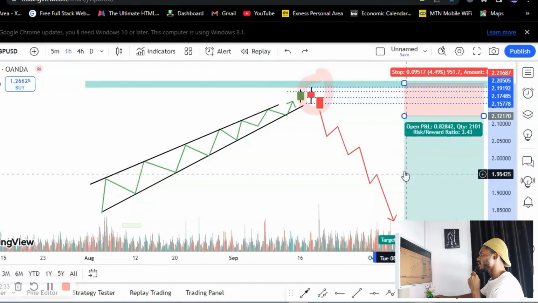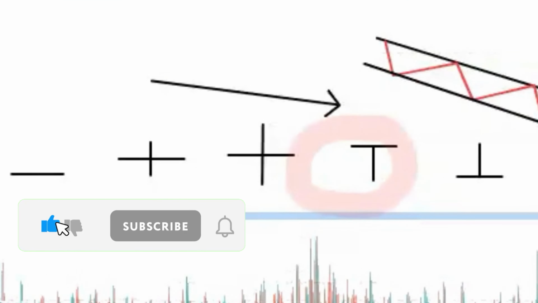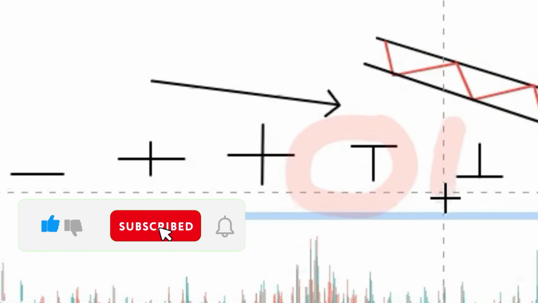The next bearish candlestick will be a gravestone. Now let's go back to the family of doji candles, and here will be the gravestone over here.